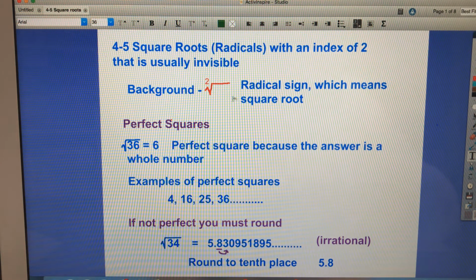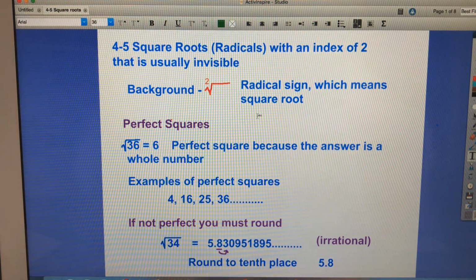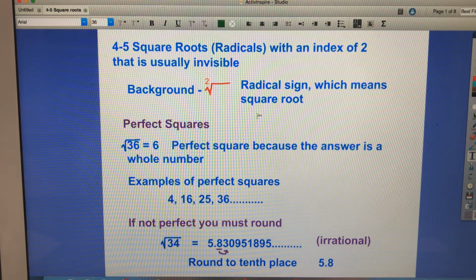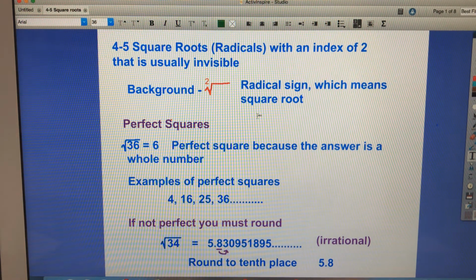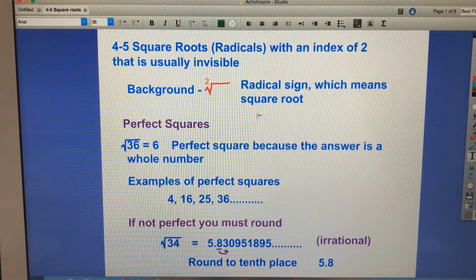Normally, it's invisible. The same way we have invisible ones in front of variables, invisible one exponents, because we don't need them. Math is filled with invisible numbers. We have this radical. It's a square radical sign, which means square root.